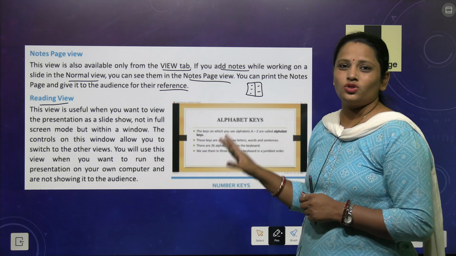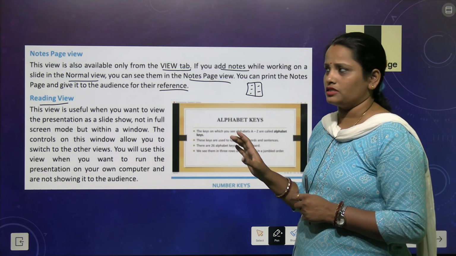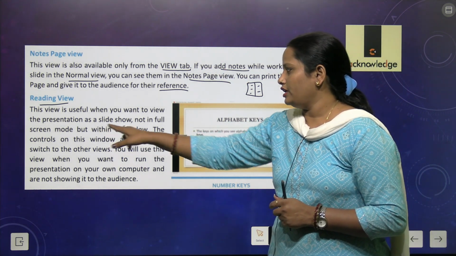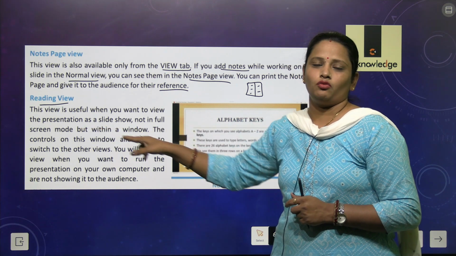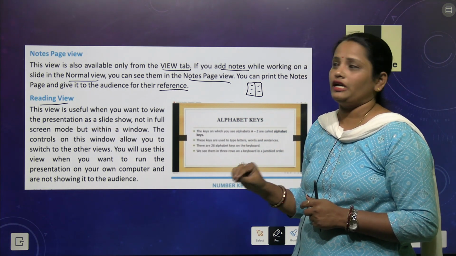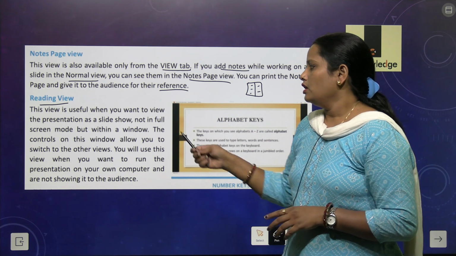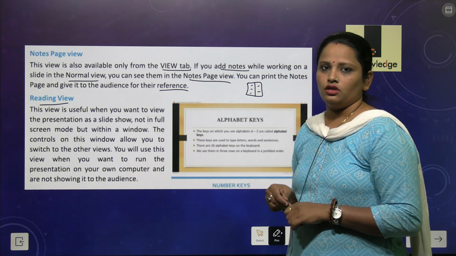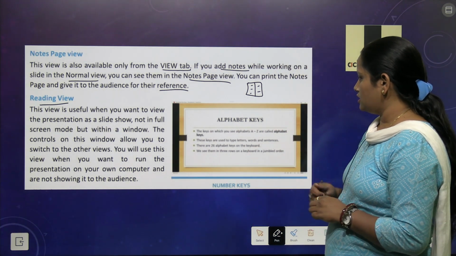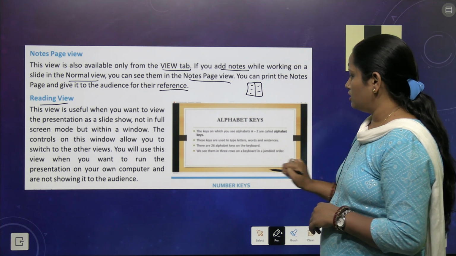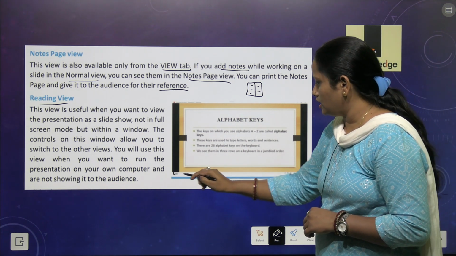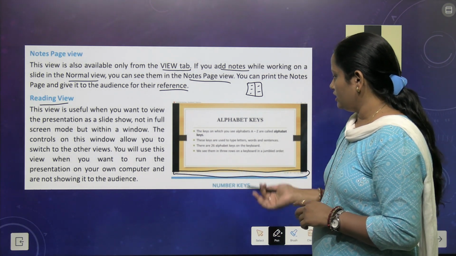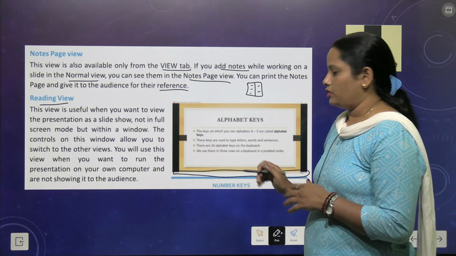So when we use this reading view option, what happens? The slide will be half, and we cannot see the full screen mode. The full screen mode will not be applicable in this reading view. The controls on this window allow you to switch to the other views. See, this is our reading view window, and here we can make changes or switch to other views from this window.